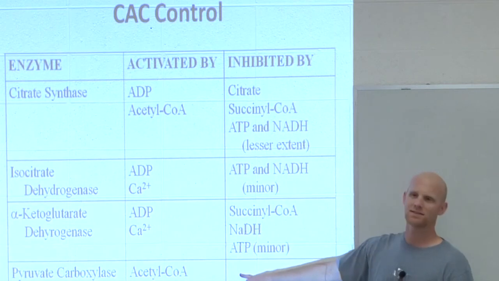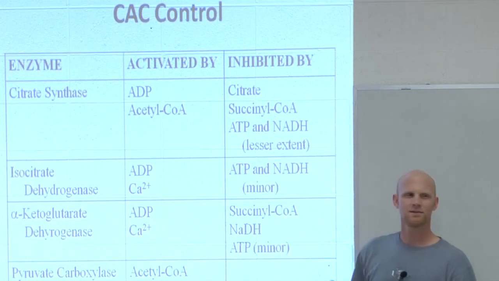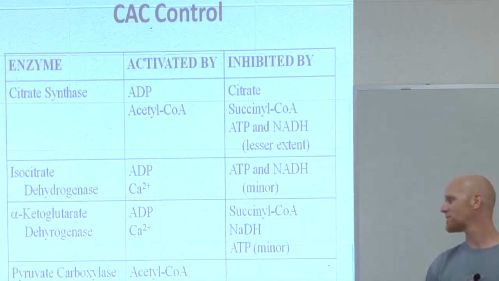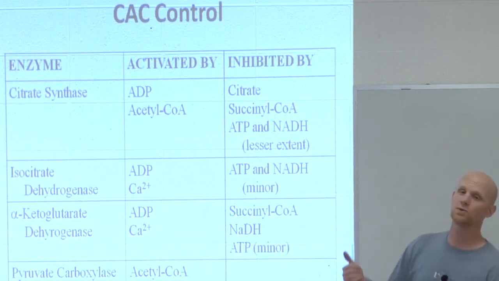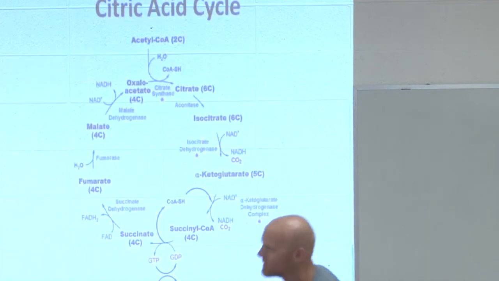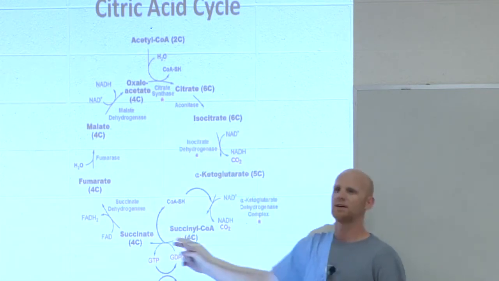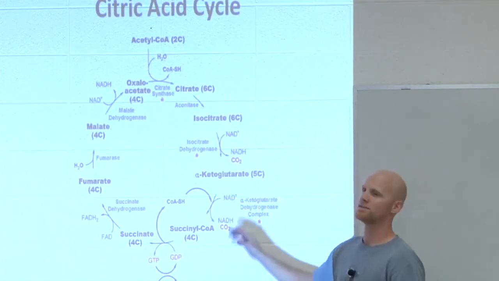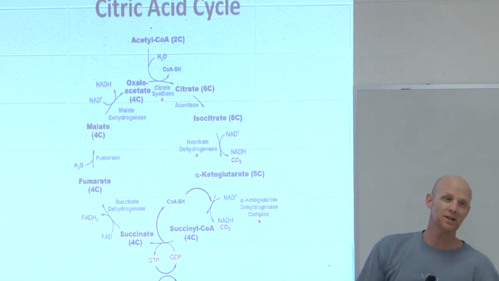So pyruvate carboxylase. We saw pyruvate carboxylase. We didn't see it as part of the CAC. What is that? Gluconeogenesis. It was turning pyruvate into oxaloacetate, which potentially could fuel the oxaloacetate that's here. So it turns out this cycle has a lot of entry points. There are a lot of things that I can turn into these different intermediates, which is good. Because this thing is what we call amphibolic.